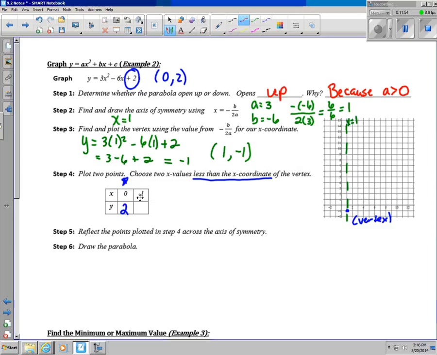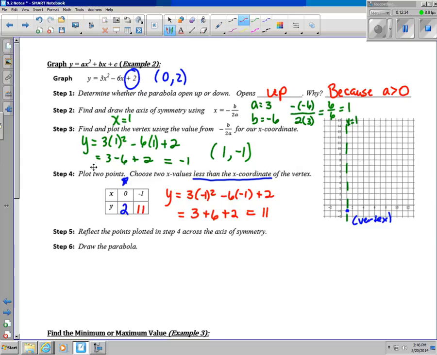So now I'm going to put negative 1 in, and I'm going to solve for y. So I'm going to put in 3 times negative 1 squared minus 6 times negative 1 plus 2. Negative 1 squared is positive 1, so I'm going to end up with a 3 right here. Negative 6 times negative 1 is positive 6, and a positive 2. I simplify that all together, and I end up with y equals 11. So my coordinate here is 11. So when x is negative 1, y is 11.